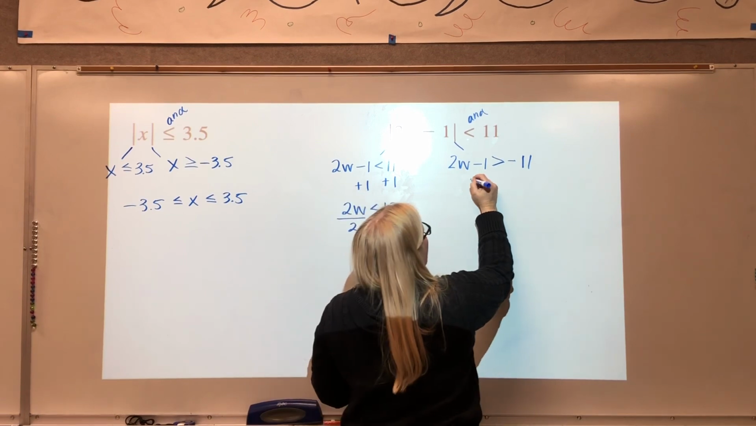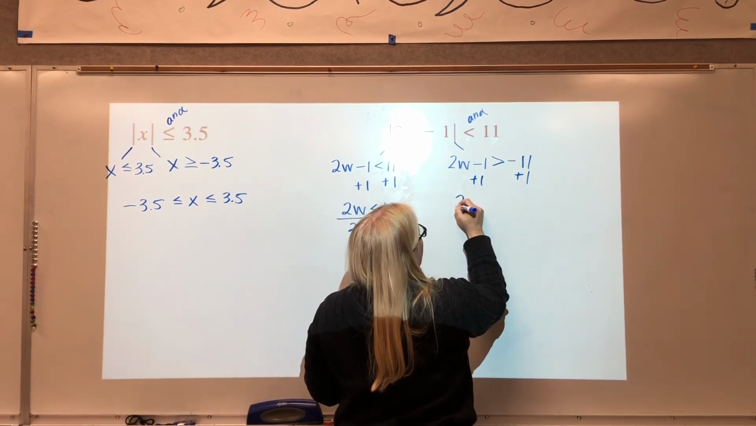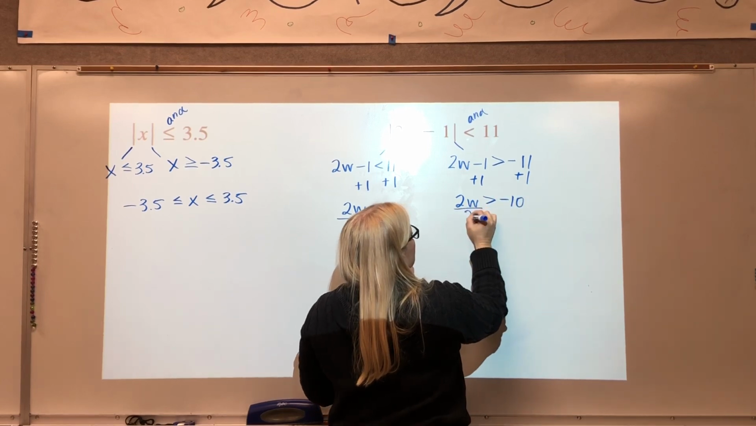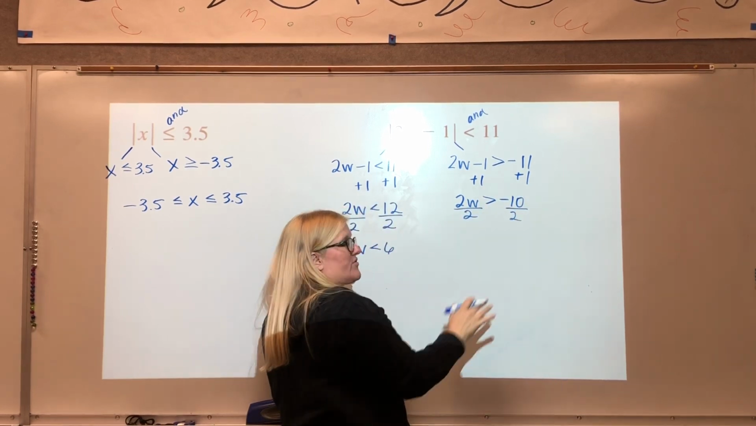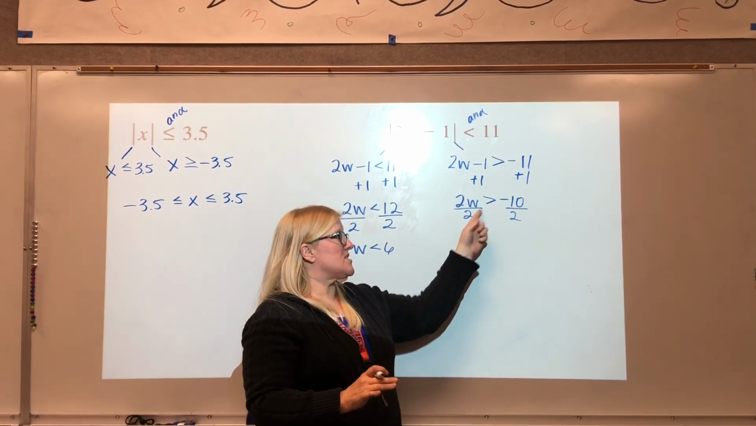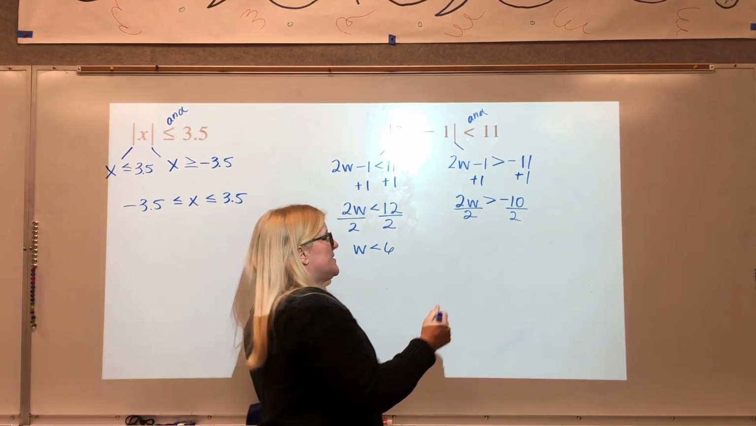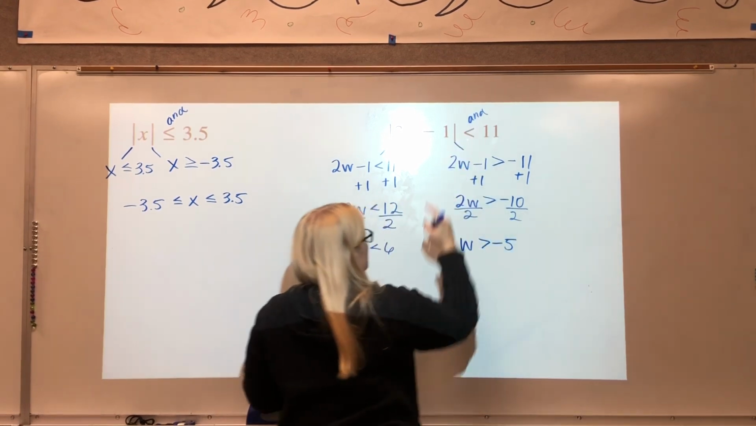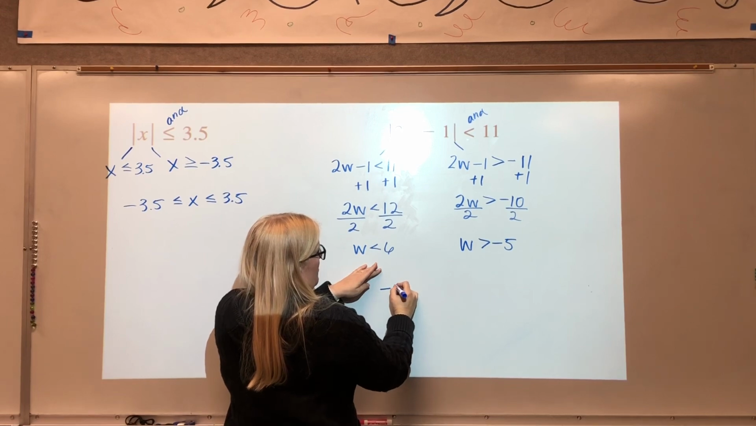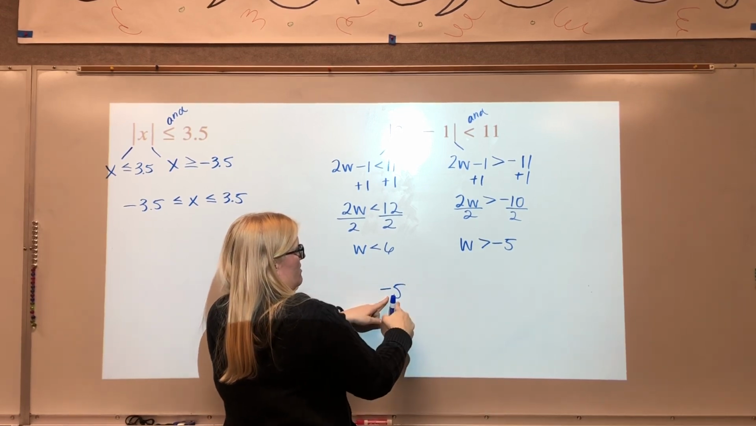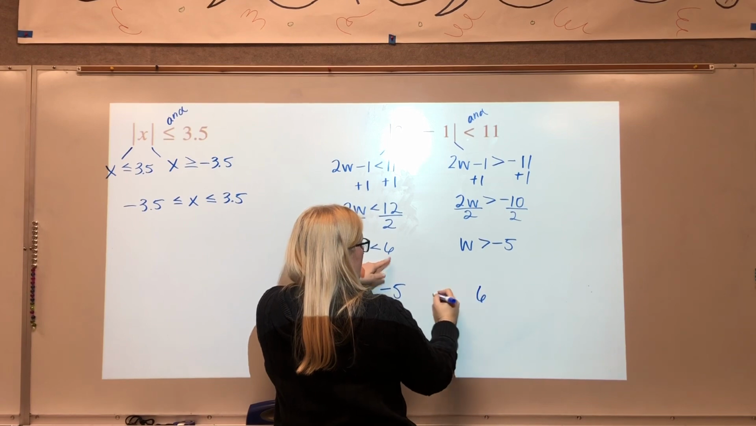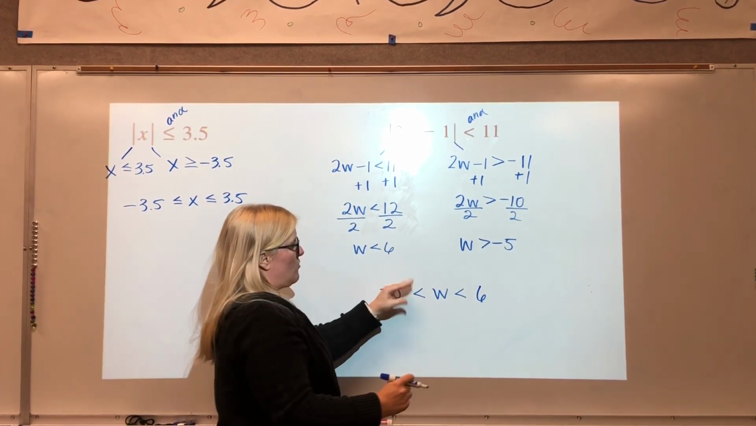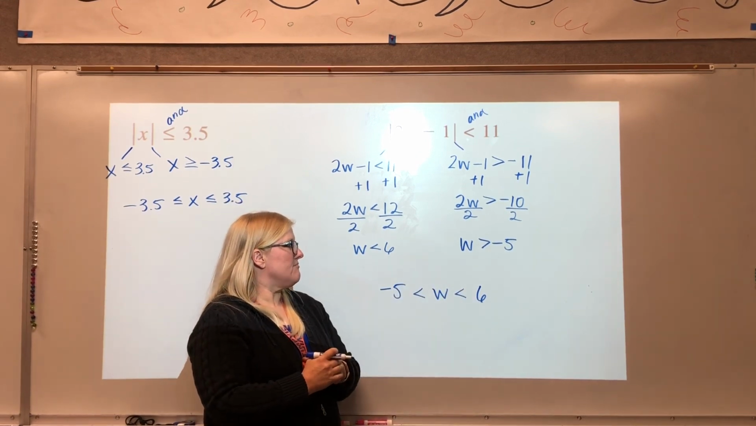Okay, over here I add 1 to both sides. I get 2W is greater than negative 10. Divide by 2. And no signs switch. No, I don't need to switch the sign because I'm dividing by a positive. Okay, but this now becomes W is greater than negative 5, and it's an and, so I put my smaller number here, my larger number here, I sandwich in the W, and I eat what's biggest.